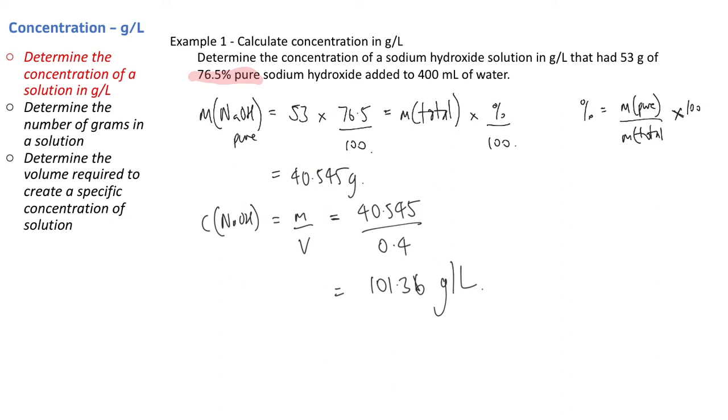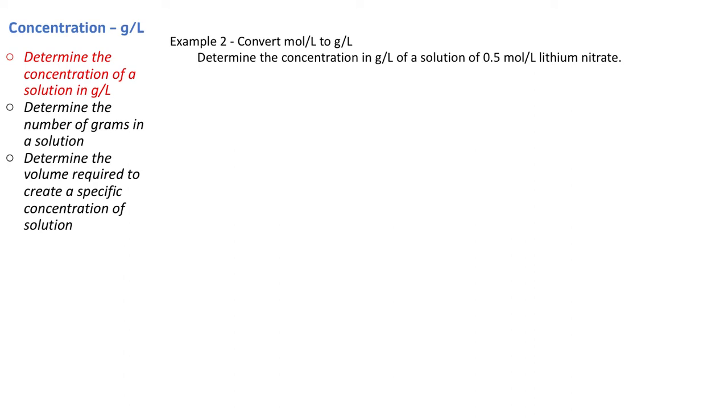Let's move on. Convert moles per liter to grams per liter. What's the concentration in grams per liter of a 0.5 mole per liter lithium nitrate solution? The idea is that you've only been given a concentration here. So because we want to find the concentration of the same solution in different units, we can just assume a certain volume. Assume volume equals 1 liter, because you're saying what's the concentration of the same stuff, but you just need to give some value to work that out.